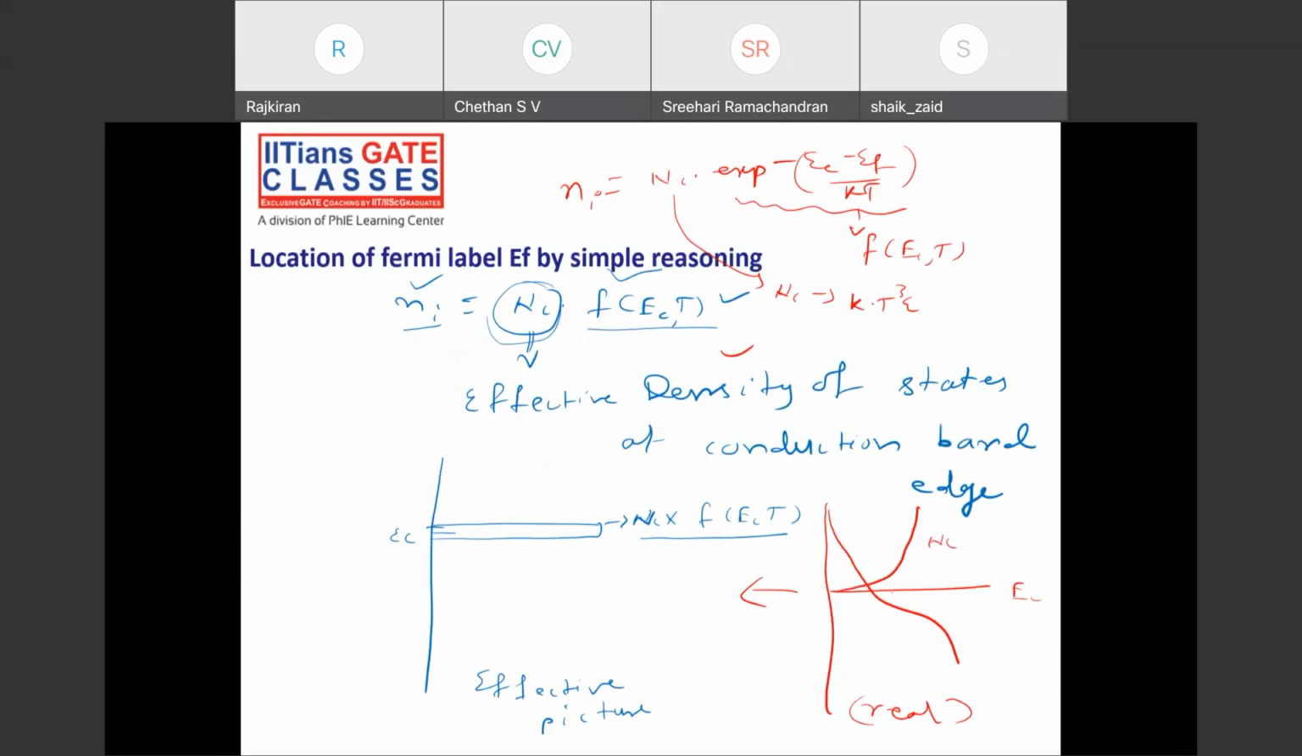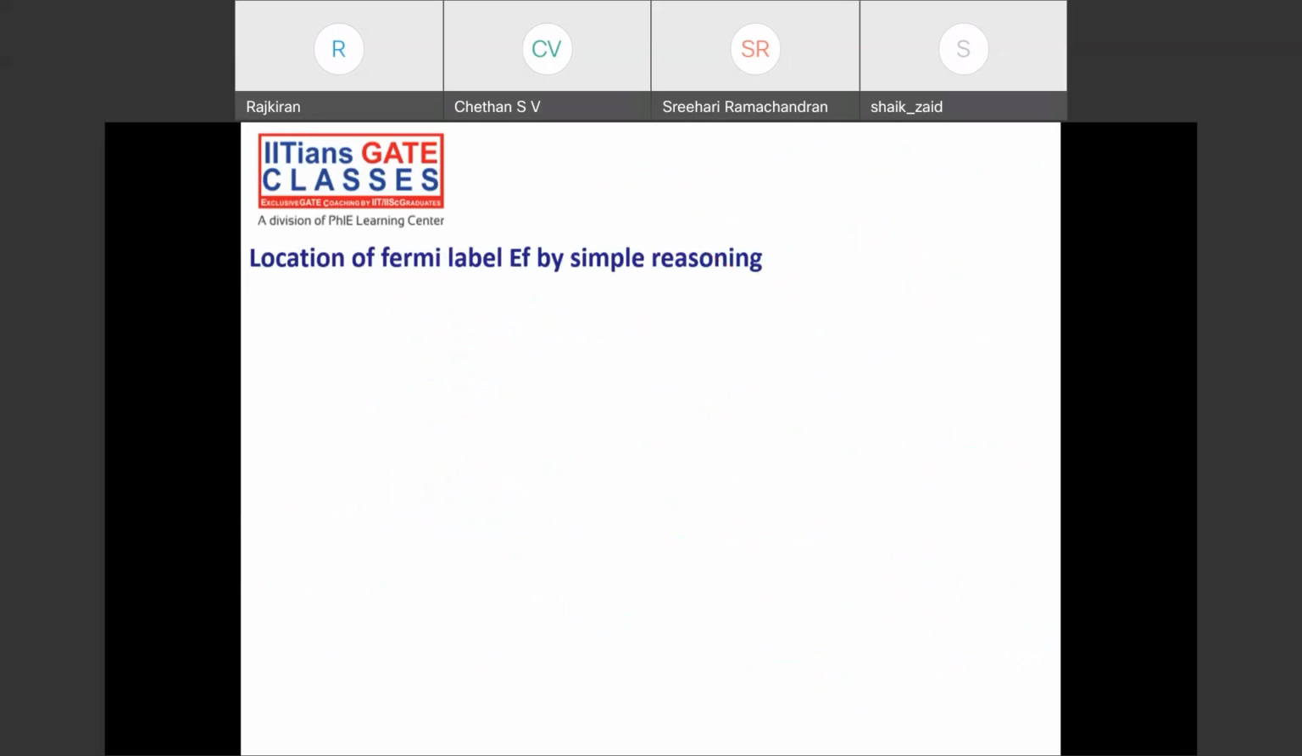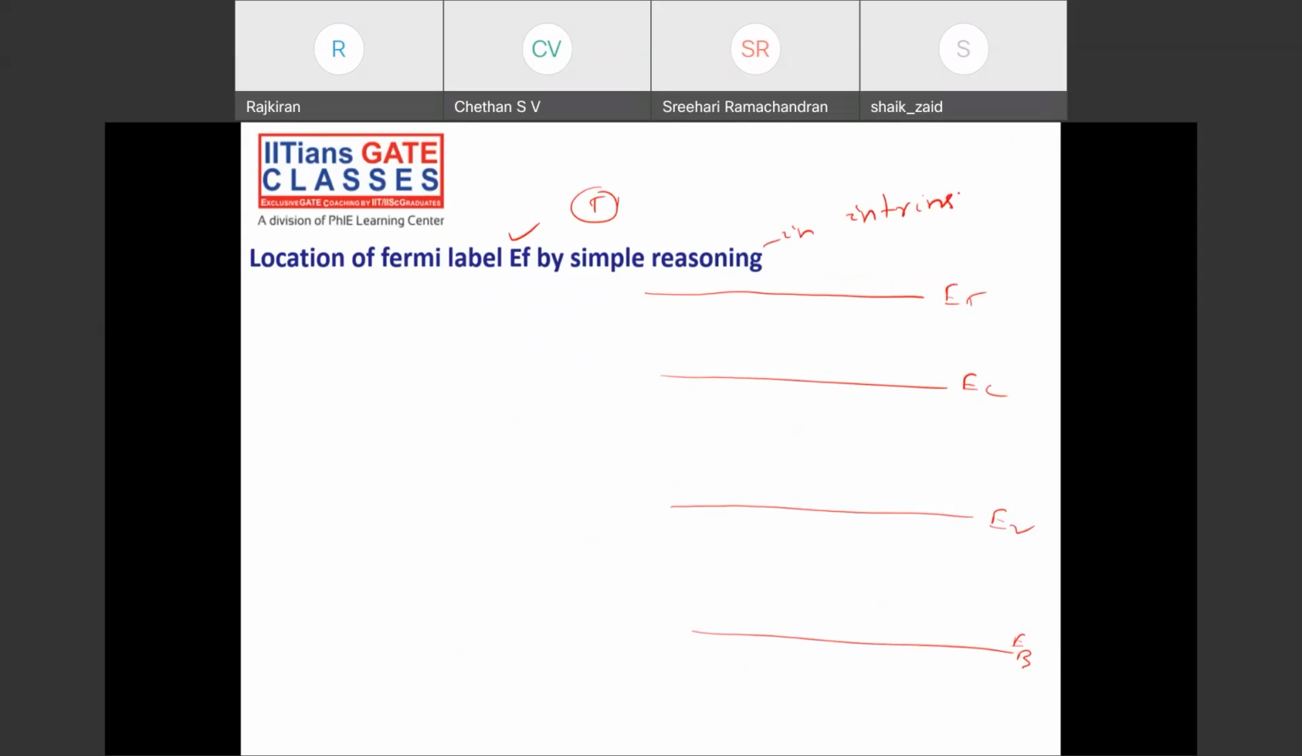I told you a lot about the Fermi level, right? Then where is it situated? Logically, tell me: this is my Ec, this is the bottom of the conduction band, Ec, and this is the top, Ev. I'm just telling where this EF is located at any temperature in an intrinsic semiconductor. Can this Fermi level be located inside the conduction band?